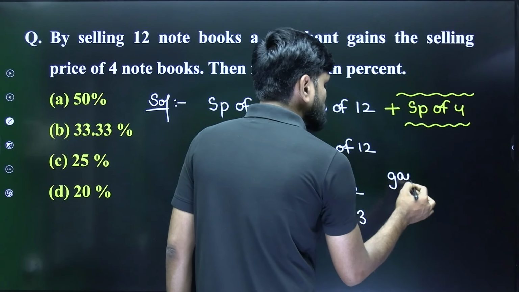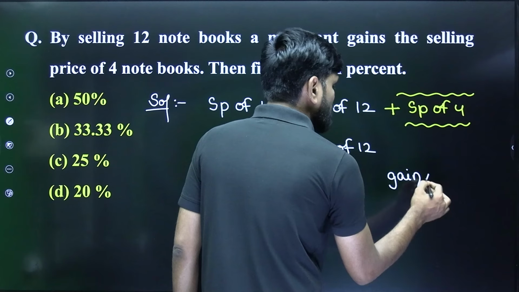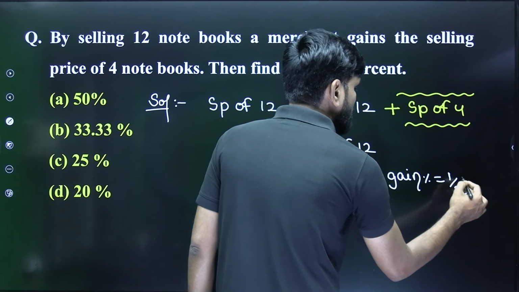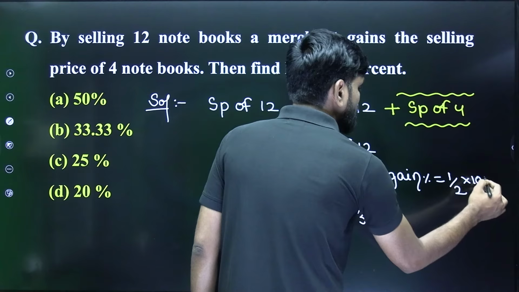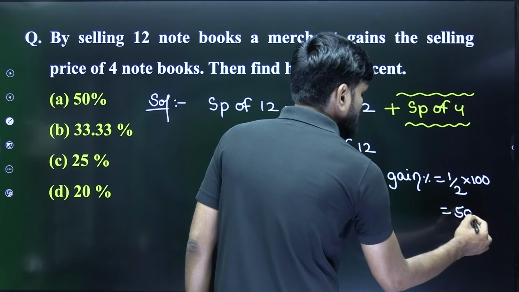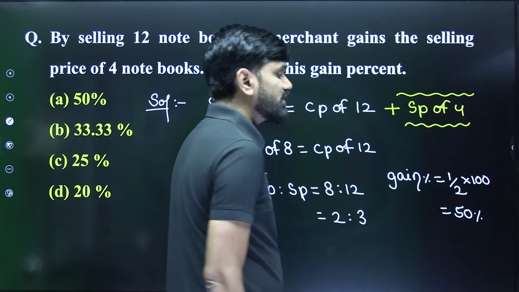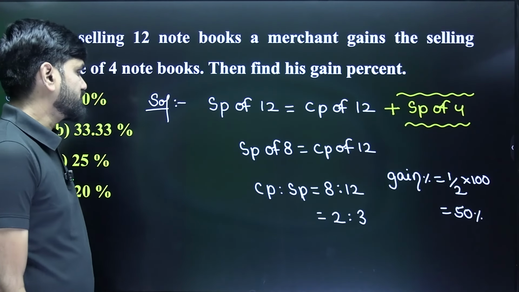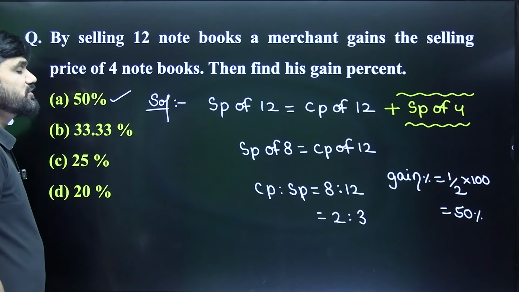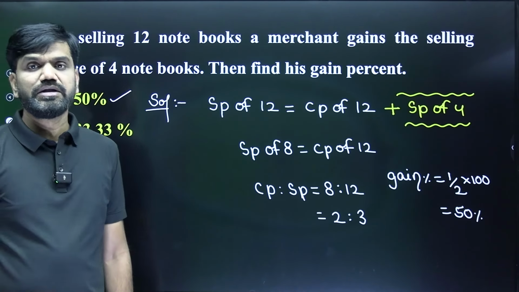A 2 rupee article is sold for 3, which means there is a gain of 1 for every 2. So 1 by 2 into 100 gives you how much percent here? 50% gain. 50% gain is there in the transaction. Hence it has to be 50% gain. That should be option A.